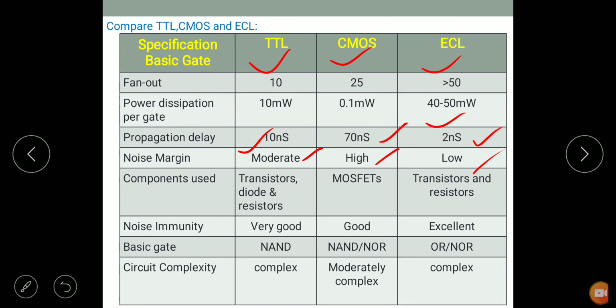Components used in TTL: transistors, diodes and resistors. CMOS uses MOSFETs, then ECL, transistors and resistors. Noise immunity is very good for TTL, good for CMOS and excellent for ECL. Basic gates use NAND gate, then NAND and NOR gate, and here OR and NOR gate. Circuit complexity: TTL is complex, then CMOS is moderately complex, and ECL is complex.